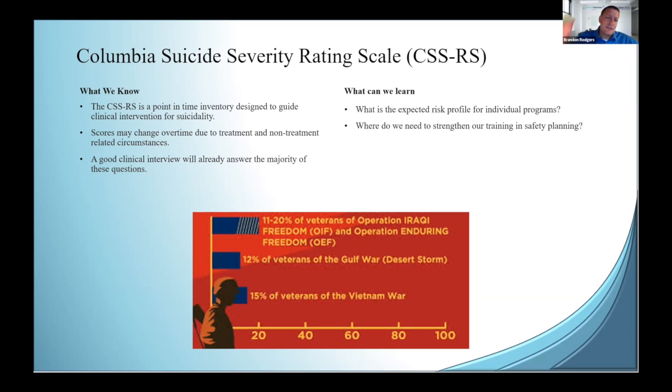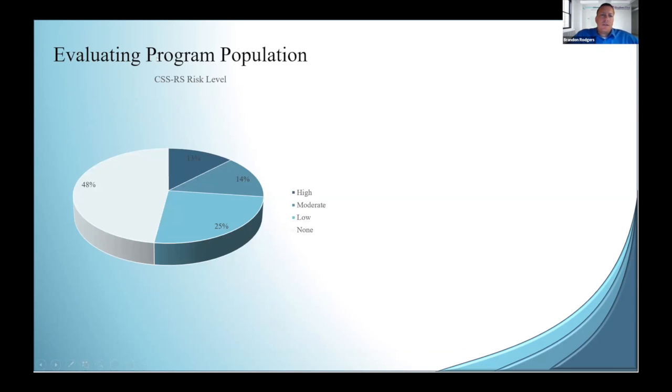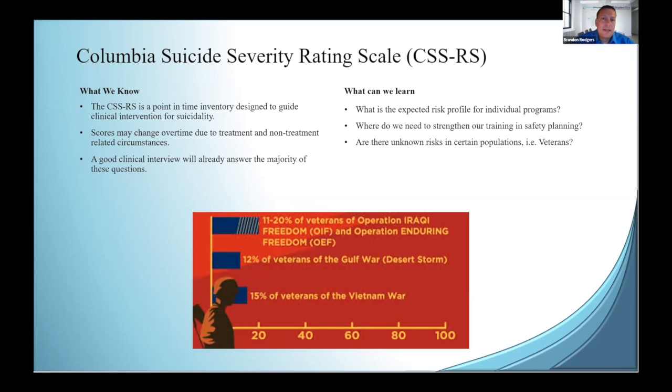So if I pulled this and I saw 75% of clients in PACT were at a moderate or a high risk for suicide based off the CSSRS, maybe we need to do more safety planning training and growth there in that program, because they're going to see a high percentage of patients that are suicidal. Are there any unknown risks in certain populations? So for instance, veterans and others. Any other questions that you think we could learn from taking a peek at Columbia Business Informatics?